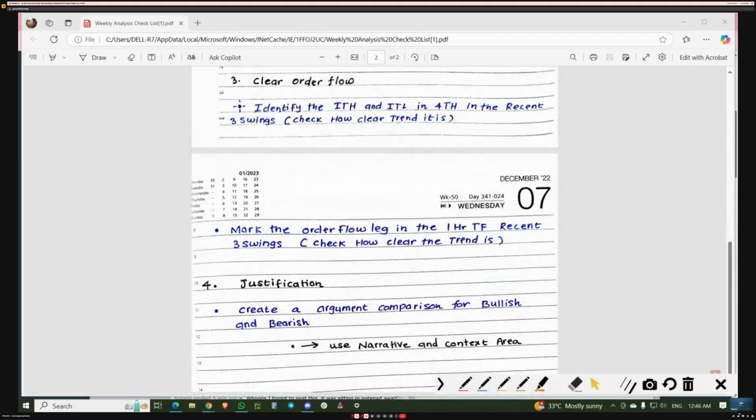And we mark the order flow leg. I hope most of you don't know what an order flow leg is. I will teach you what an order flow leg is. This should be seen on the 1 hour chart. The order flow leg and the ITH, ITL are nothing but tools used for predicting the trends, the market structure. That's all.